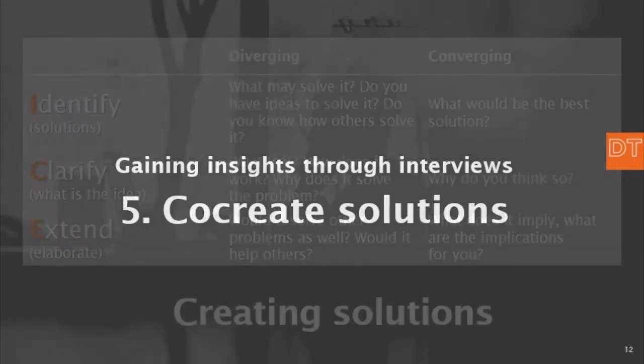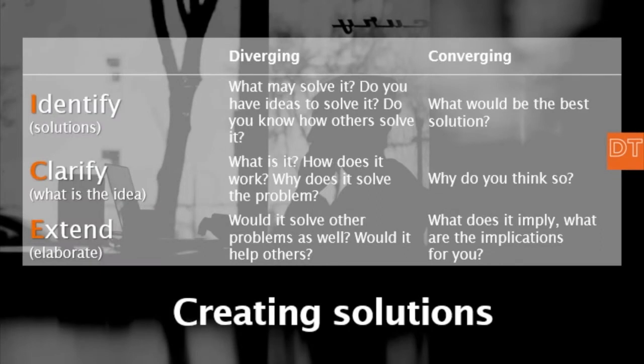And this is all about letting them talk about what they think might solve it, what kind of solutions they are considering. And we're going to use the ICE approach once more. So you're going to start with finding possible solutions. So what may solve it? Do you have ideas to solve it? Do you know how others solved it? How would your mother solve it? Stuff like that. That's just identifying possible solutions.